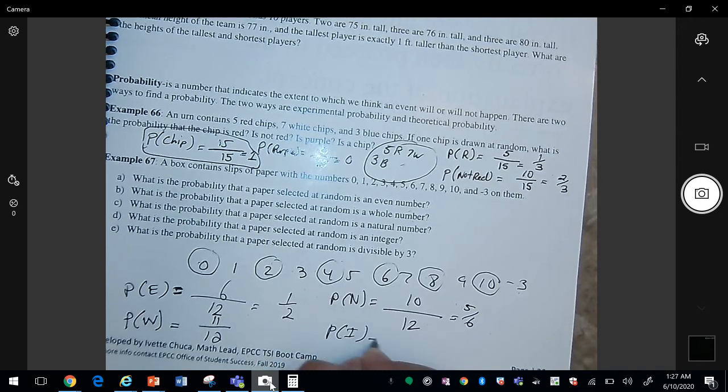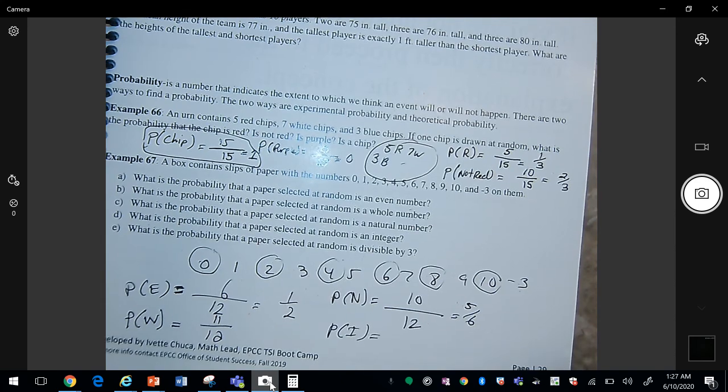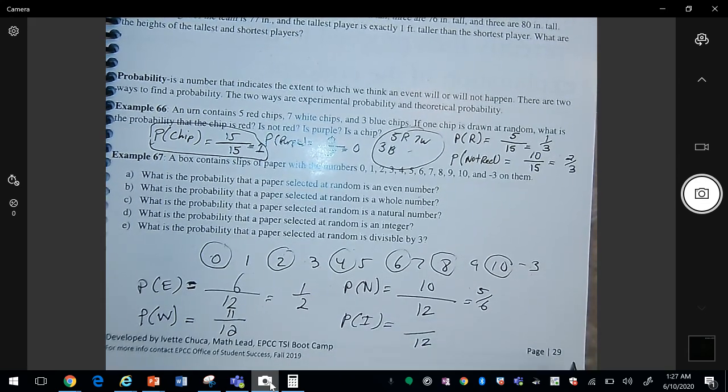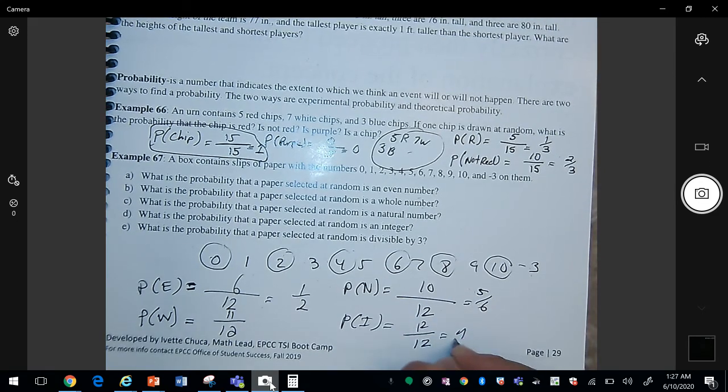Probability that it's an integer. So this includes all the negative numbers, positive numbers, and 0. And so there's going to be 12 numbers total. And of those 12, these are all considered integers, so 12 out of 12, which is equal to 1.